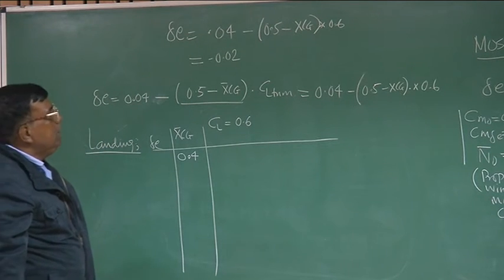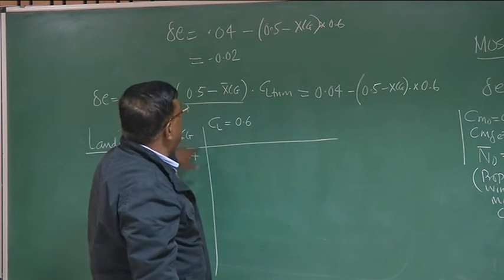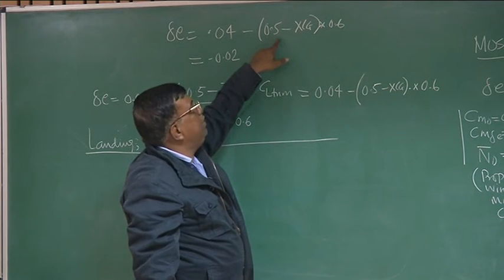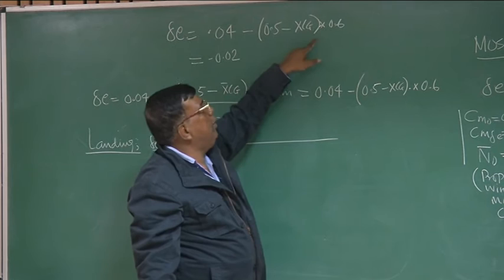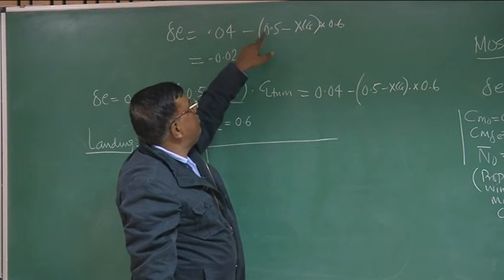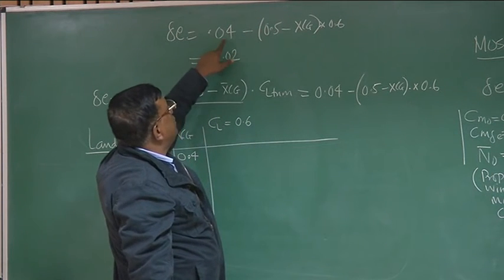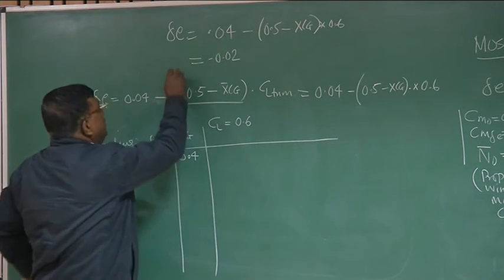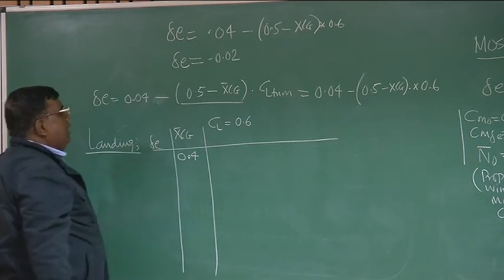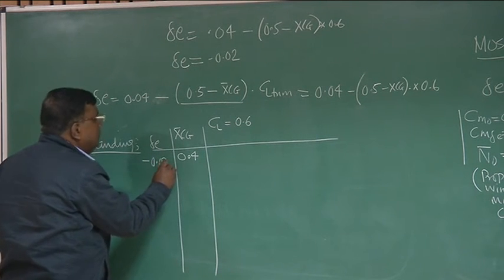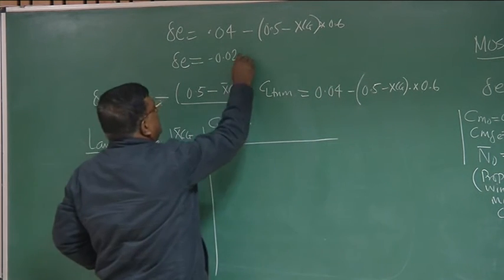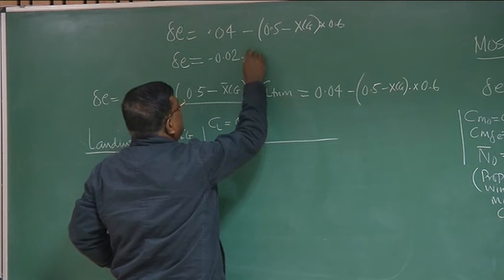Let us check again. xCg is 0.4. So 0.5 minus 0.4 is 0.1. 0.1 into 0.6 is 0.06. This is minus 0.06, this is plus 0.04. So delta E required is minus 0.02. What is the unit here? This will be 0.02 radian.